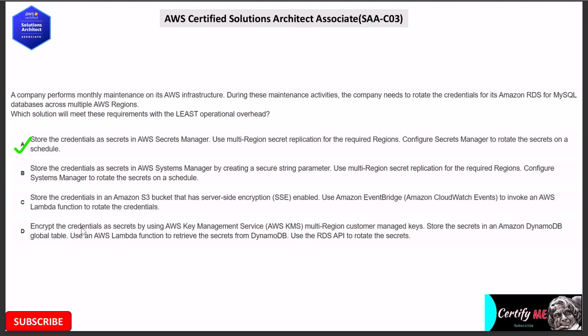Option D. Encrypt the credentials as secrets key by using AWS Key Management Service multi-region customer managed keys. Store the secrets in an Amazon DynamoDB global table. Use an AWS Lambda function to retrieve the secrets from DynamoDB. Use the RDS API to rotate the secrets. The correct answer is option A.